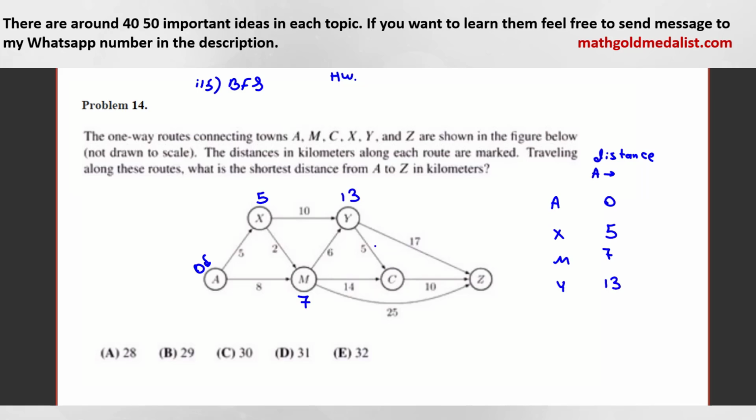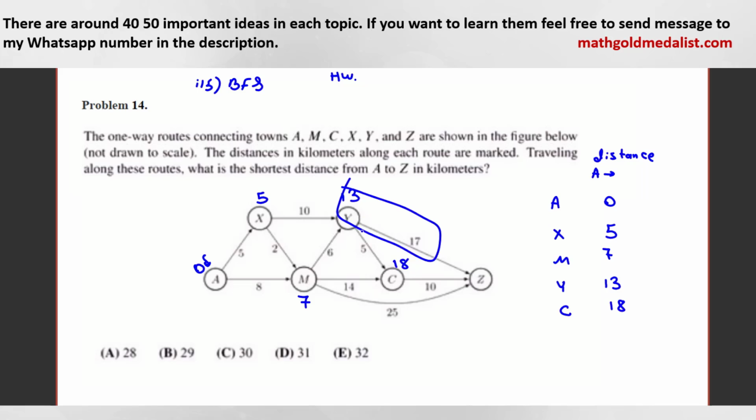Now for C, what are the choices for going to C? This one and this one. 7 plus 14 is 21. 13 plus 5 is 18. So it will be 18. C is 18. Now let's check Z.